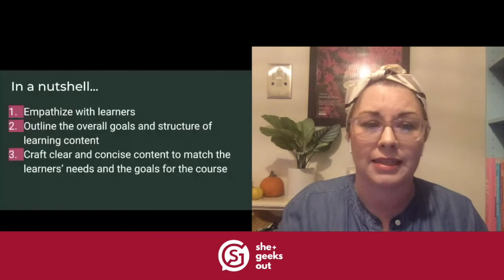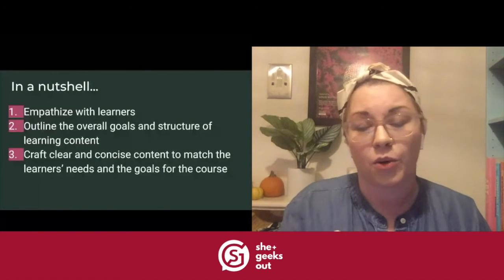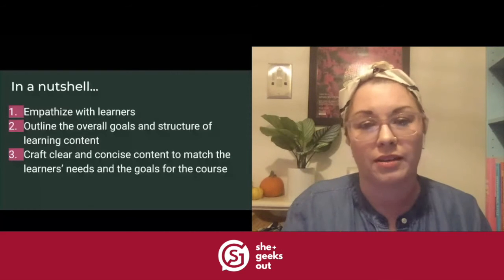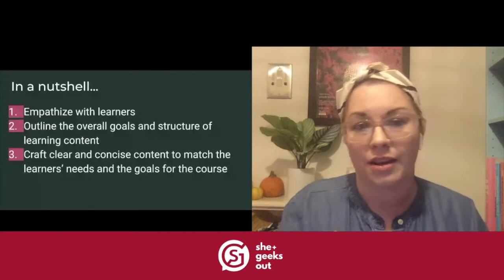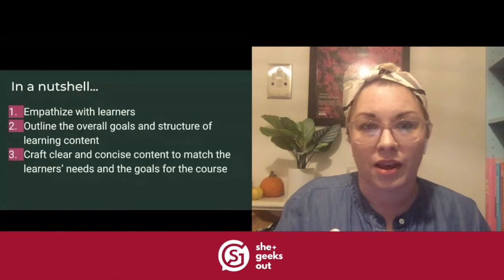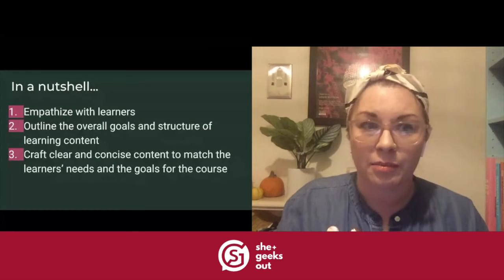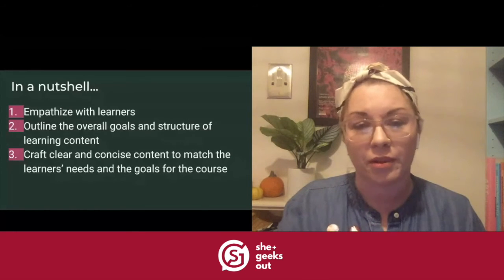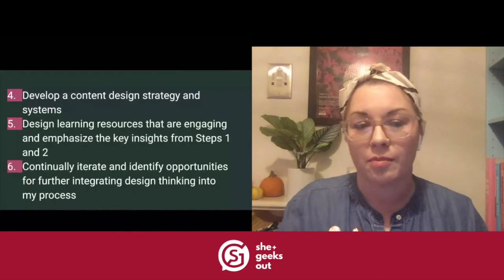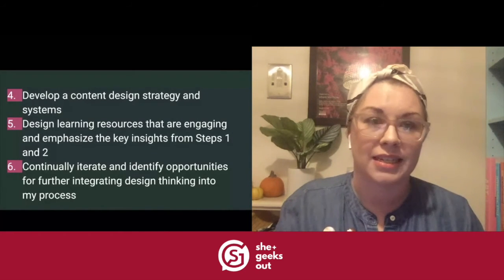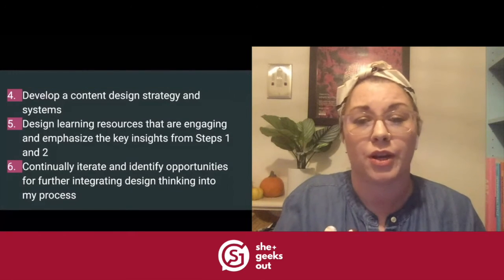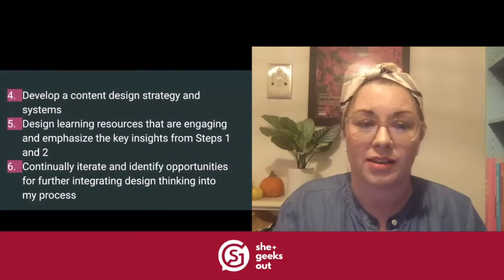What that can look like is anything from acronyms, things that are going to be defined, and really trying to set structures and tone, voice, and style that'll just create this cohesive experience. And then from there, as I said, that's where that content design strategy and the systems come into play. From there, we have everything in place and can go through designing learning resources that are engaging, and then bringing it back to that technology of allowing us to continually iterate and identify opportunities on my end in terms of integrating design thinking into my process.